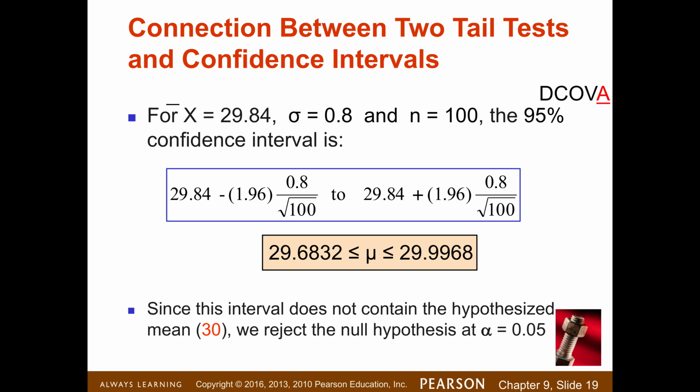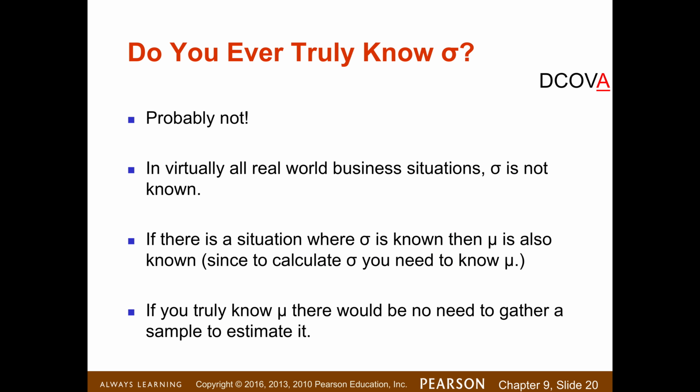So if we constructed a 99% confidence interval and the hypothesized value doesn't fall between the two values, then we reject at the alpha equal 0.01 level. If we do a 90% confidence interval and the value in H sub 0 isn't contained in the interval, again, what's 100 minus 90? It's 0.10, right? So we would reject at the alpha equal 0.10 level.